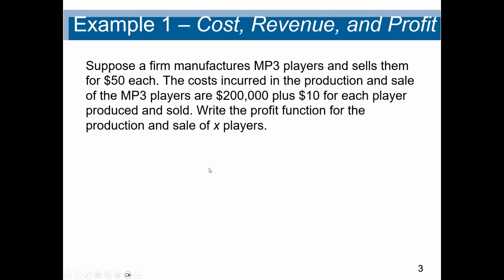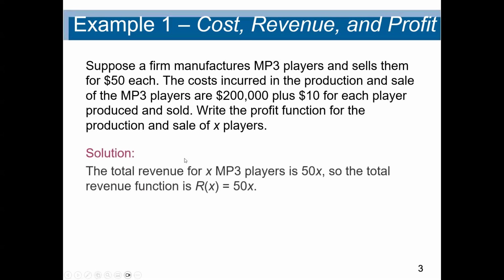Then we know total cost will be the fixed cost plus the variable cost. The fixed cost is $200,000 and the variable cost will be $10, so it will be 10X. Why? Because the question said $10 for each player produced and sold. So this means the profit function will be the difference between, again, the revenue and the total cost.